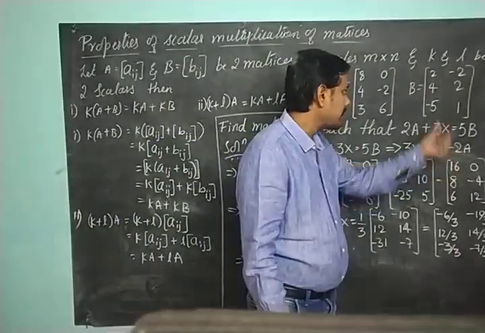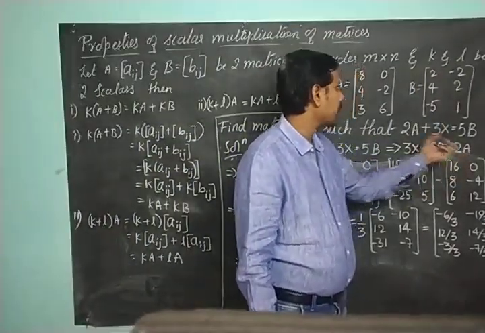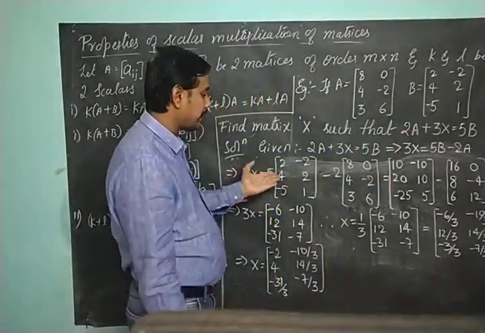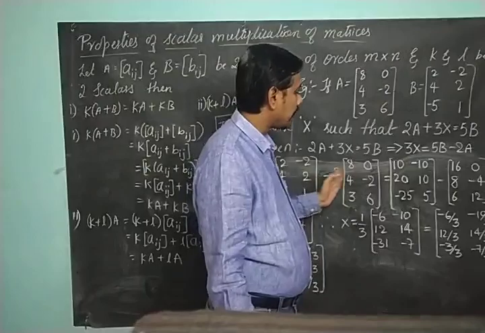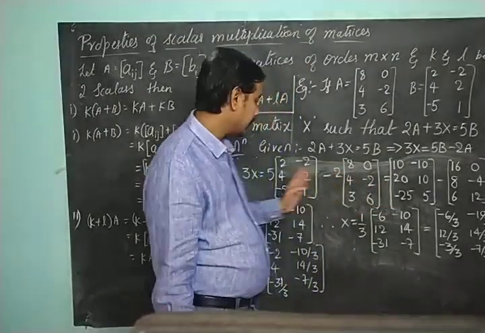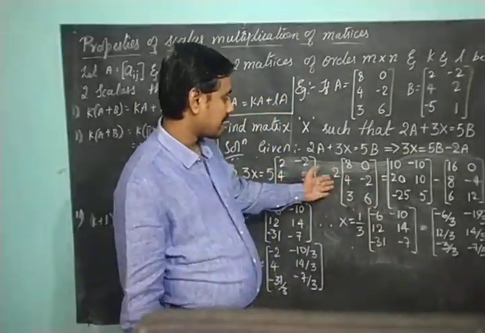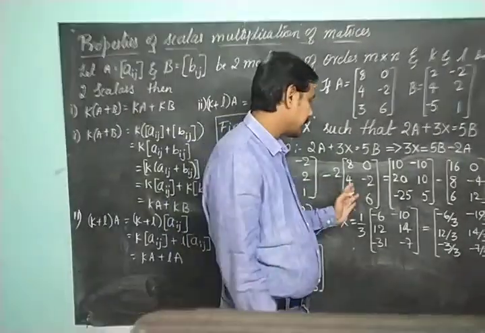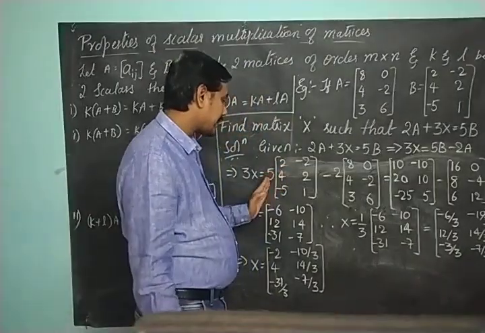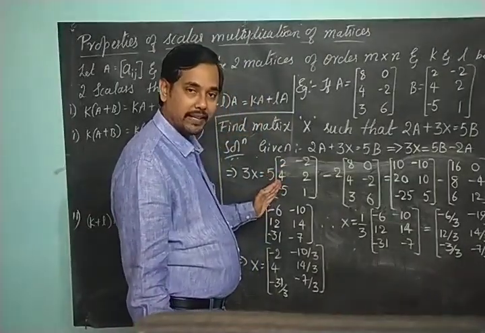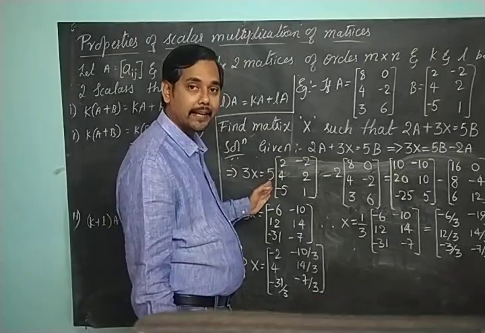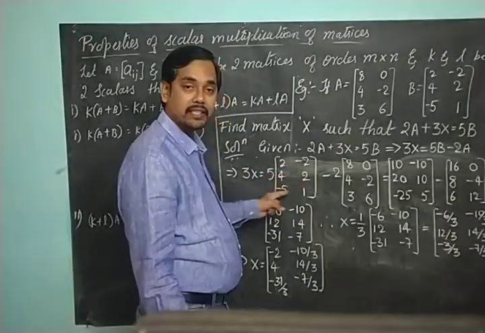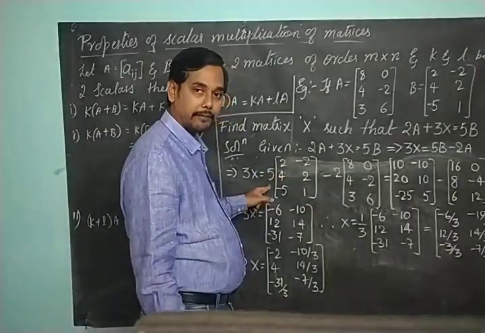So in place of B, substitute matrix B, and in place of A, substitute matrix A. So what will be my 3X? It will be 5 into matrix B minus 2 into matrix A, because we know A and B. Right? So what is 5 into matrix B? Any scalar multiplied to a matrix, 5 is a constant, that is a scalar. If it is multiplied to a matrix, what happens? Each and every element inside the matrix gets multiplied by 5.